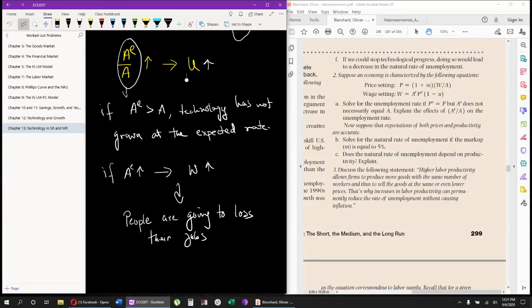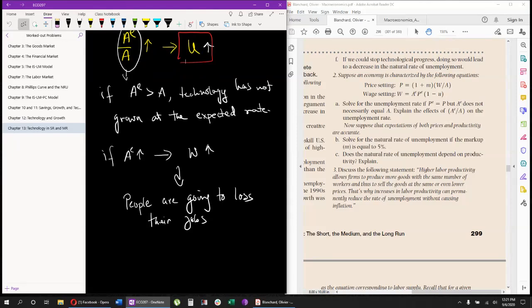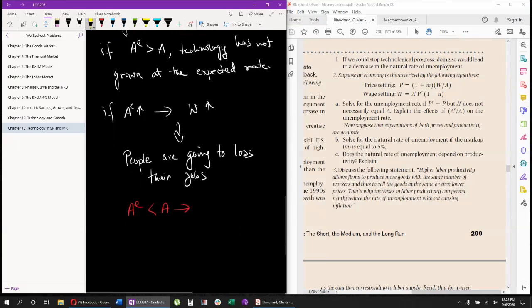When people lose their job, unemployment goes up. So that's the explanation. When, of course, expected technology is higher than the technology we see in the economy. However, in this case, when the technology in the economy is higher than expectation, the exact opposite will happen. And I'm sure you guys can work out what happens in that scenario. So I'm leaving that for you guys to do as the next level.